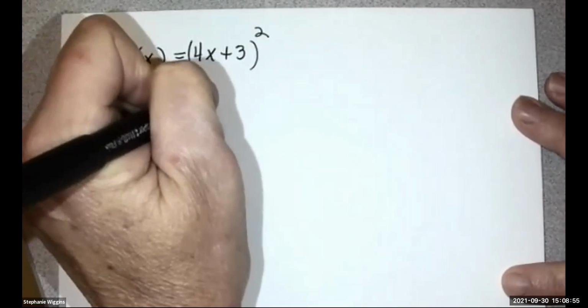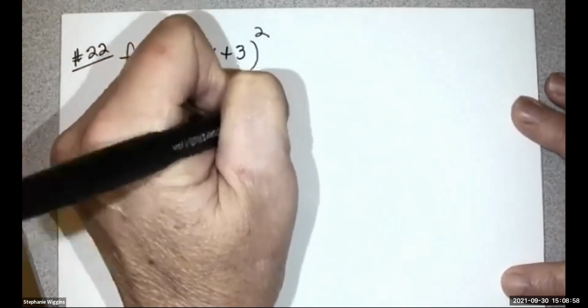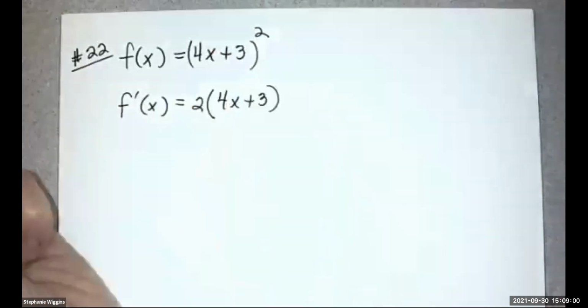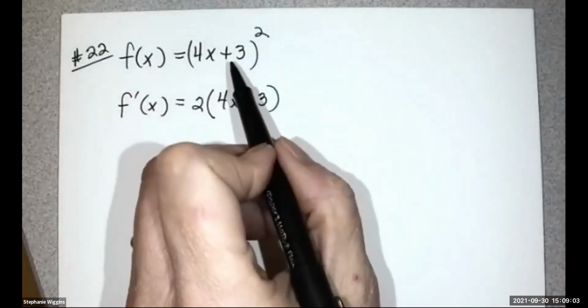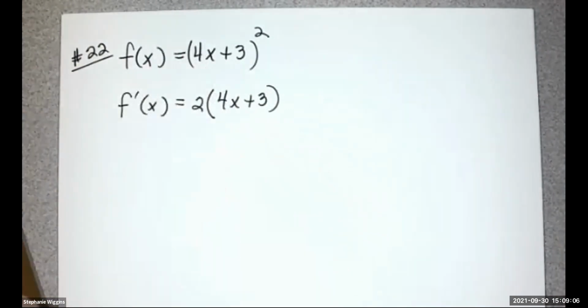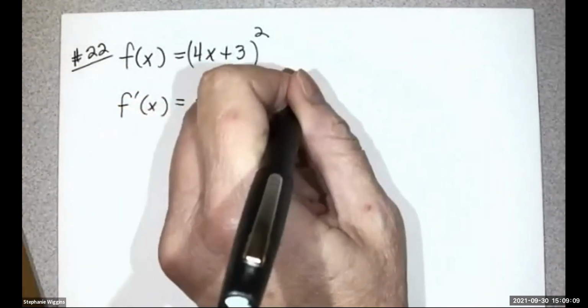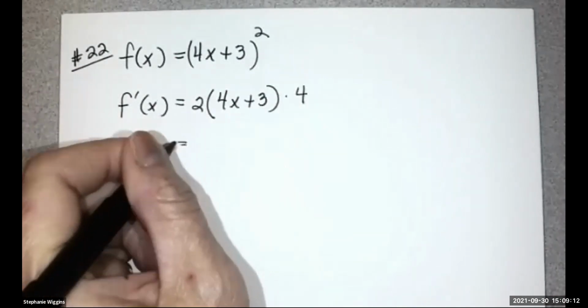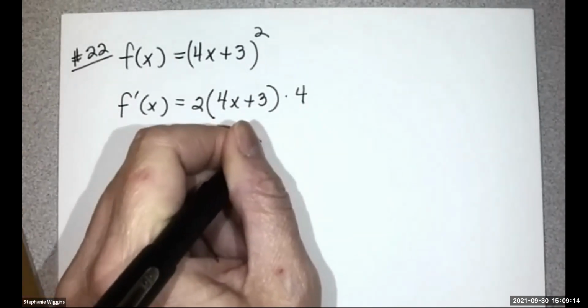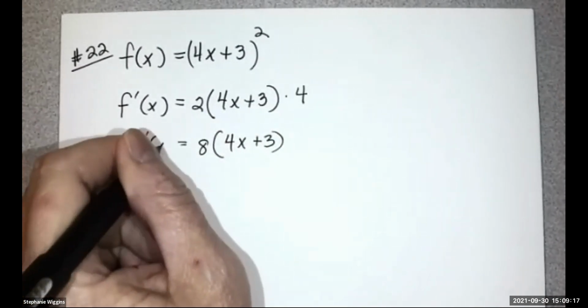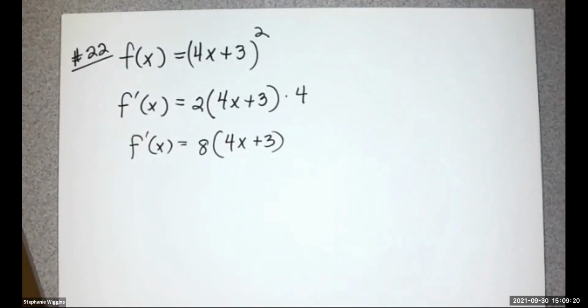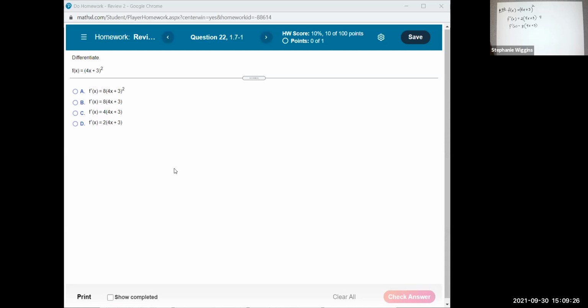So I have 2 coming out front here. Then I still have my 4x plus 3, and I subtract 1 from the power to get 1. And then after you've done that, you're going to multiply by the derivative of the inside. The derivative of 4x plus 3 is 4. So we're going to have 2 times 4 becomes 8 times 4x plus 3. And that is your derivative using the extended power rule or the chain rule. The extended power rule is just a specific version of the chain rule. The chain rule is the general rule. And so it looks like B is the correct choice.